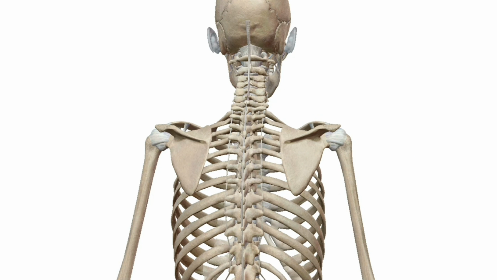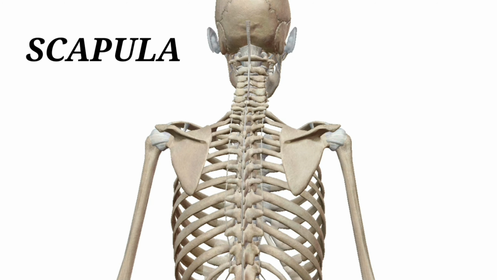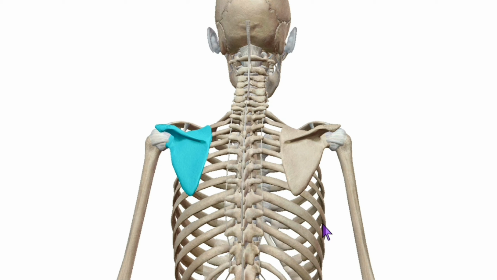Hi everyone, today I shall be discussing the scapula, the bone of the upper limb. This is the right scapula and the left scapula. The scapula is a thin, flat bone that is situated on the posterolateral aspect of the thoracic cage. Now let's talk in detail about the right scapula.